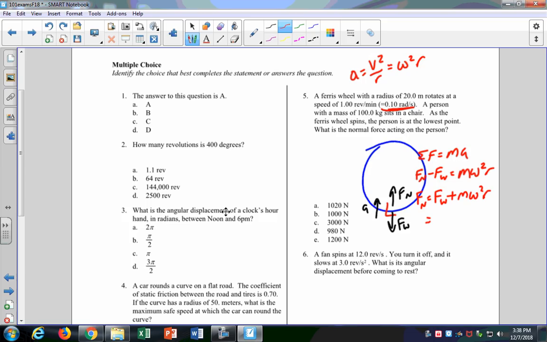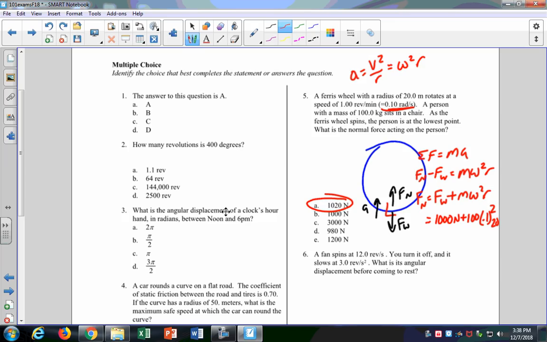This person is 100 kilograms, so it's 1,000 newtons plus 100 kilograms, 0.1 squared, that's omega, times the radius, which is 20. And so that was 1,020. A was the right answer.